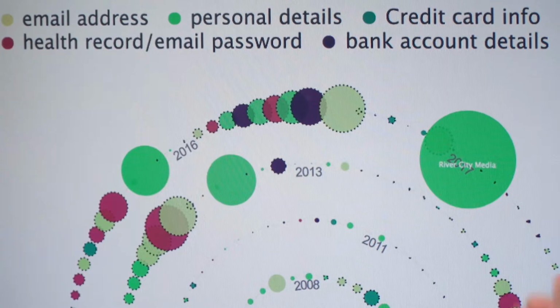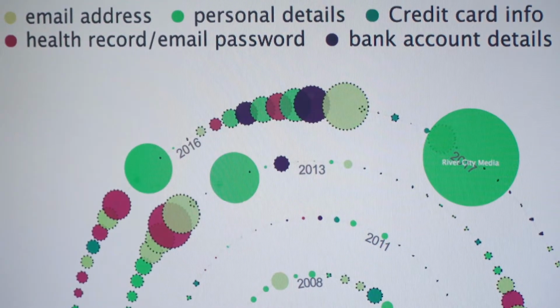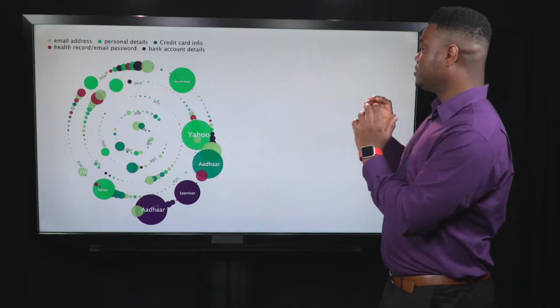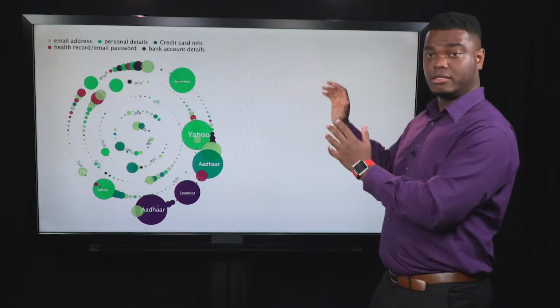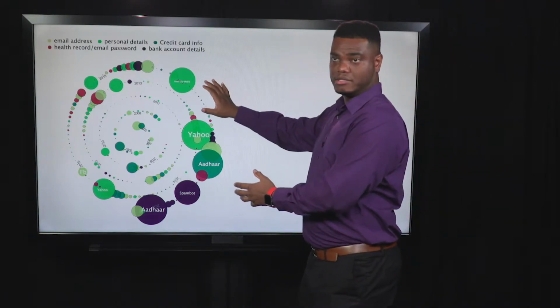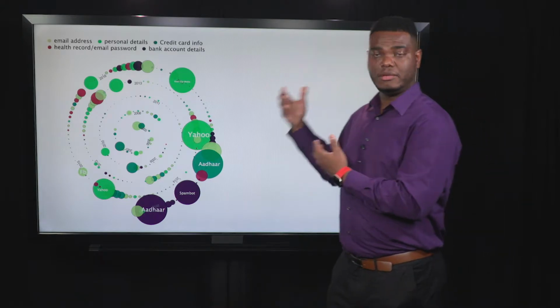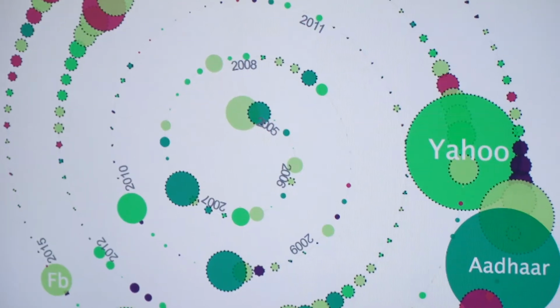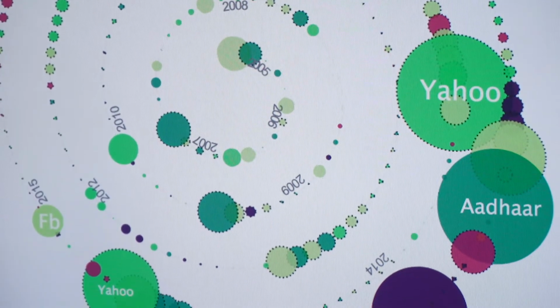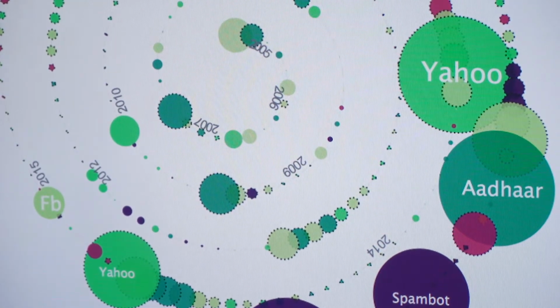And so what we're doing here is we're looking at the types of data that was lost, and we're also looking at the scale of data that was lost. The size of each bubble tells us scale. The colors tell us whether it was mostly email addresses that were lost or whether bank account details were lost. And so we have this unwinding pattern that happens in a clockwise motion.